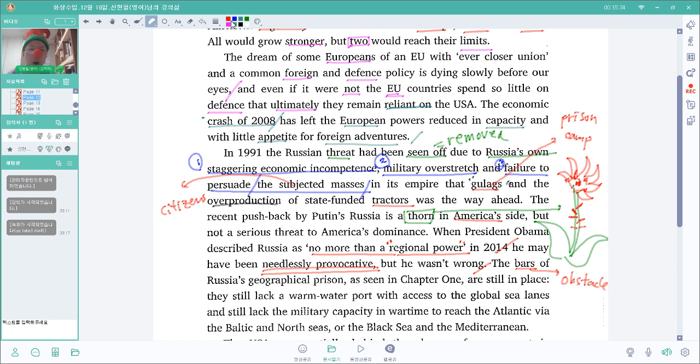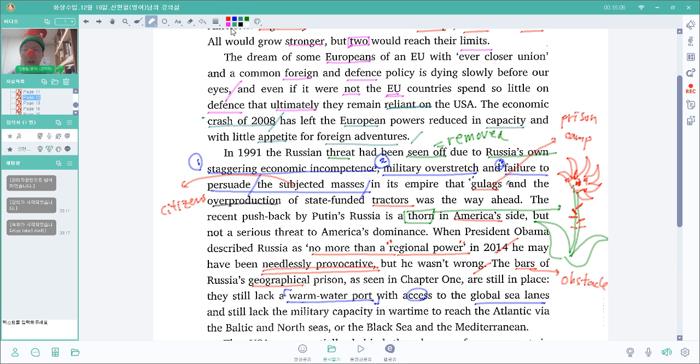Russia still has many obstacles in its geography. It still lacks a warm water port with access to a global sea lane. So in order to be an international superpower, maybe Russia needs more warm water ports in order to develop more economy. And they need to have global sea lanes.